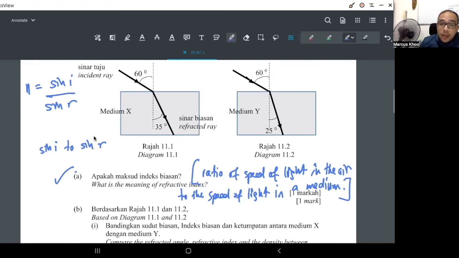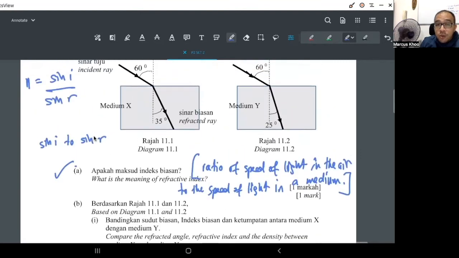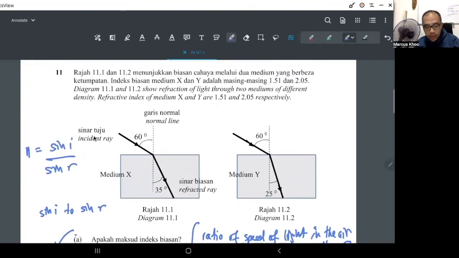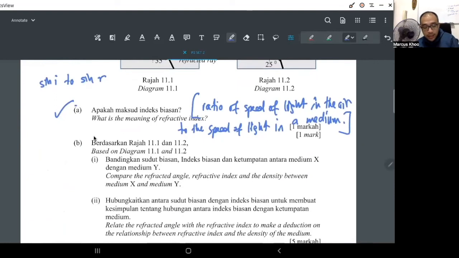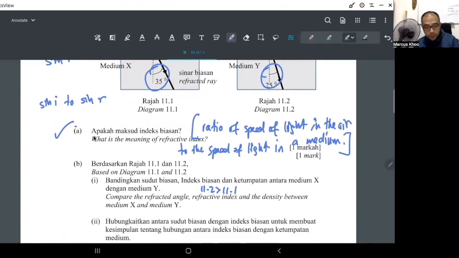Okay, now compare the refracted angle, refractive index, and the density between medium X and medium Y. So just to note, this is 1.51, 2.05. So refractive index, we can see it. Medium Y is bigger than medium X. The refracted angle, this one, medium X is bigger than medium Y.